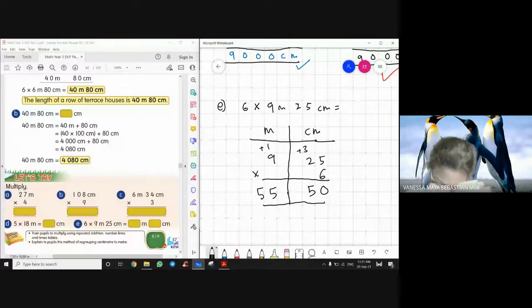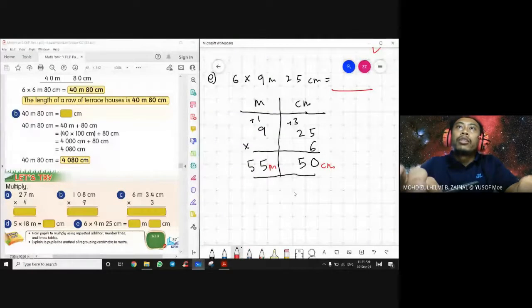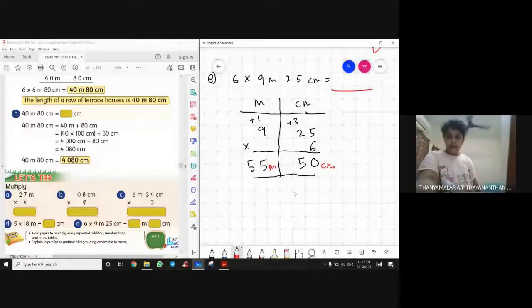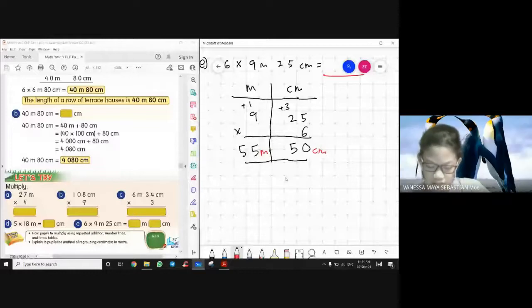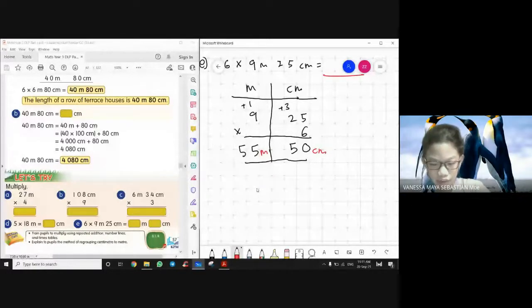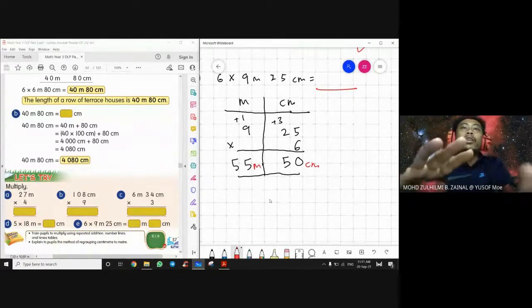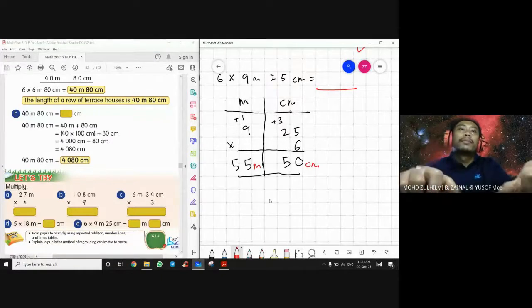Okay, put unit meters and centimeters. Okay, nanti dia tulis kat atas. Simple je. Jangan risau kalau soalan macam ni, if you happen to see this kind of question, don't panic. Then just equal and then write the answer in the other blank. Yes, write down the answer 55 meters and 50 centimeters, because the question asks you in meters and centimeters. If the question asks you to convert, then you have to convert lah. Alright.